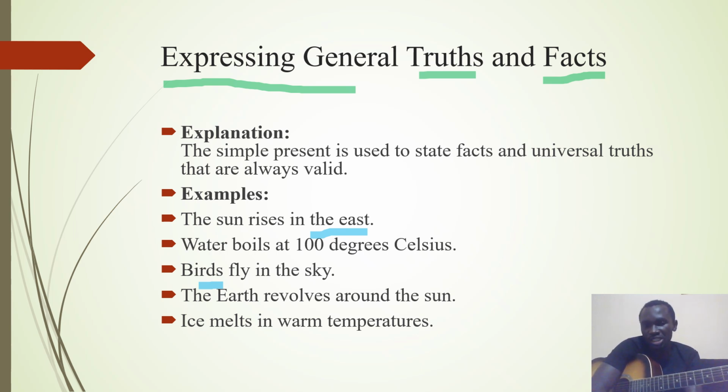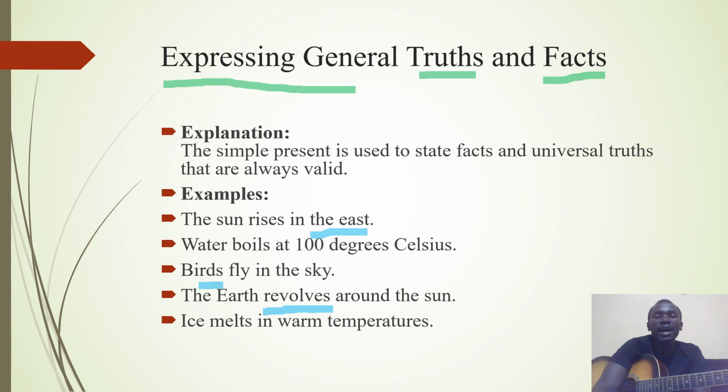To geographers, we all know that the earth revolves around the sun, and this is something it does. Everyone knows. None can say no. None can defeat this. This means it's a general truth or a general fact. That's why while expressing it, we have to use simple present tense. You can see just here.